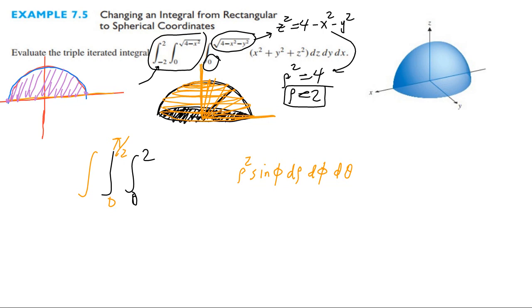Excellent, Fatima. Yes, from 0 to where? To pi. Yes. Thank you, Fatima Ali. Yes, from 0 to pi. And you have to change what's inside this integral. x squared plus y squared plus z squared. This is rho squared.